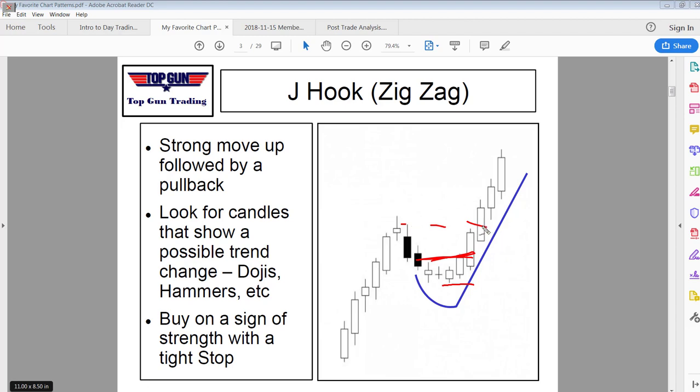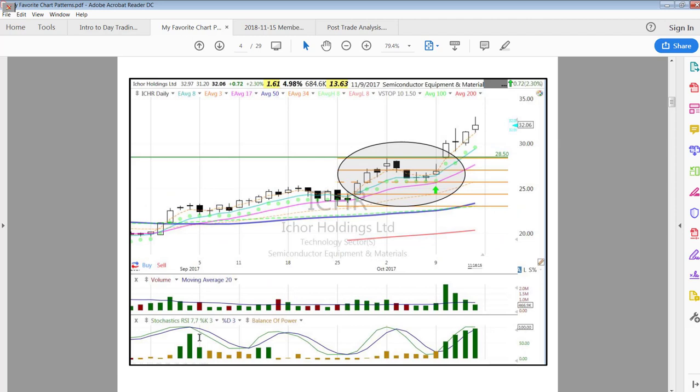And then once I get that much profit in my pocket, I would have to let the thing come all the way down to my entry, plus go on the opposite side, to turn it into a loser. So it's hard to have a loser if you take partial profits on the way up. Buying on a sign of strength. All right, like here. This is a daily, but it works, the J hook.